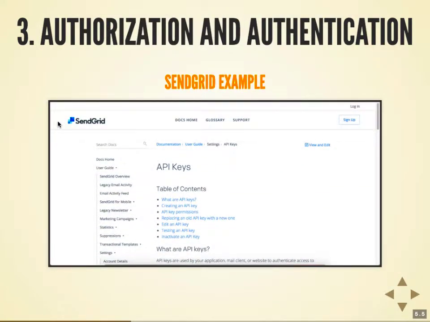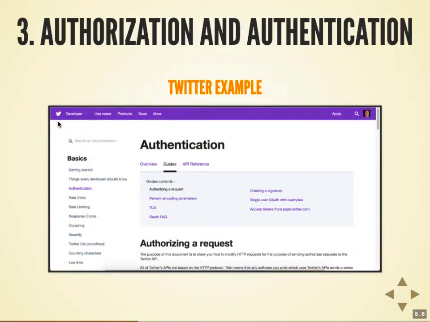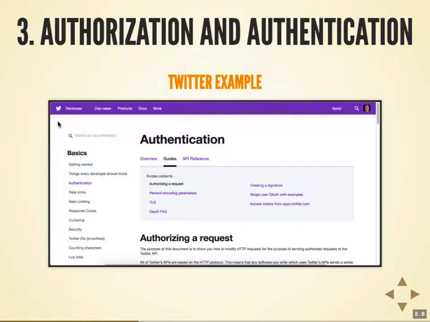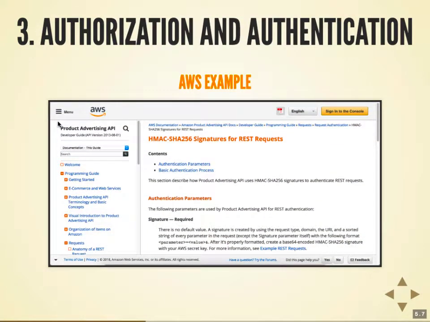So in your documentation, you would have a section on API keys or whatever it is. You walk somebody through it. That's SendGrid. Here's an example from Twitter. Authorizing a request. This is your core documentation in your API that explains how you get authenticated. Here's from AWS. I was looking for an HMAC example. And yeah, I don't know why it's using HMAC in this example, but product advertising, for some reason, decided to use that.